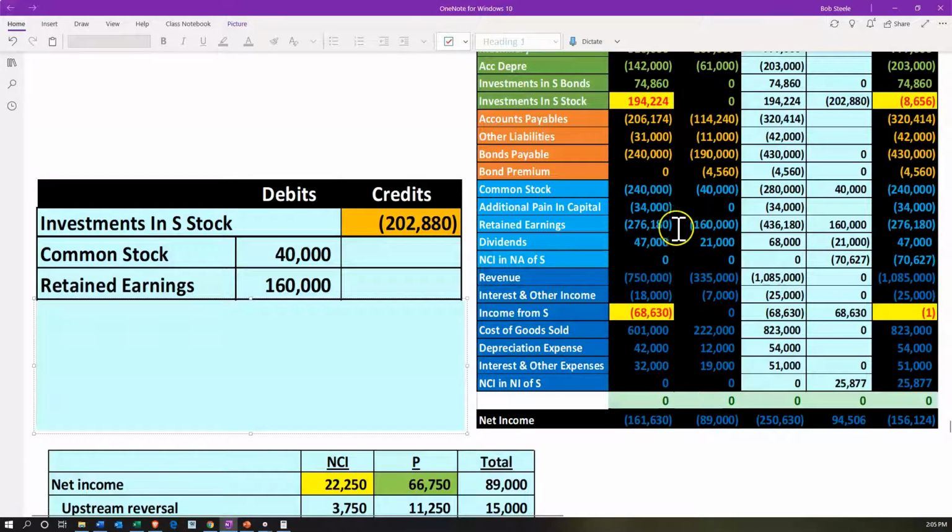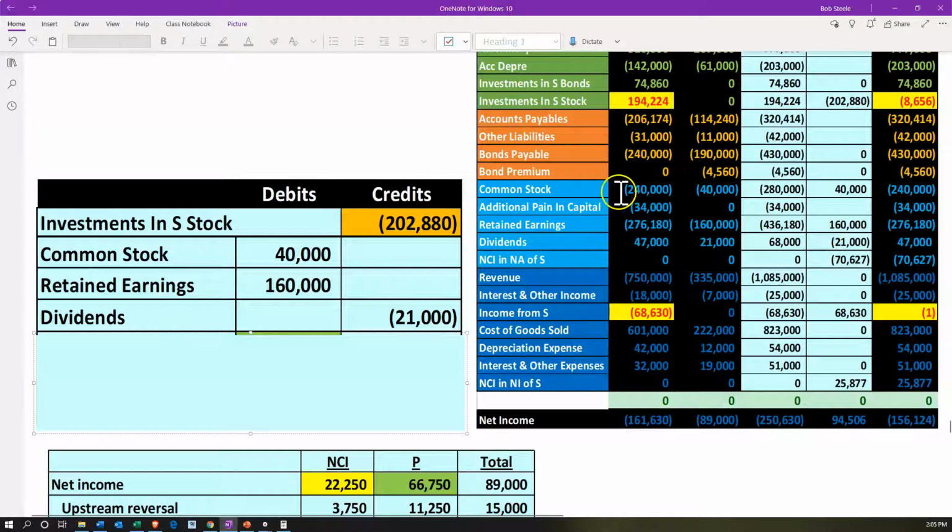Then we've got the retained earnings. This is a credit balance. We're going to do the opposite thing to it, debiting it. Then we've got the dividends. This is a debit balance. We're going to do the opposite thing to it, crediting it. So if we post these, the 40, the 160, and the 21, you can see them posted here already.